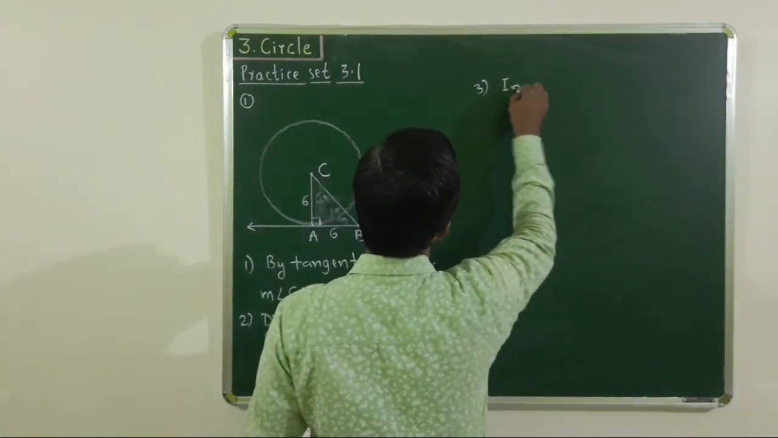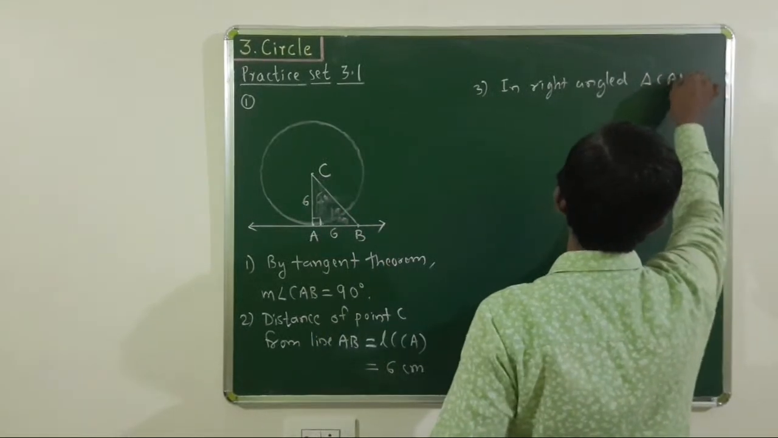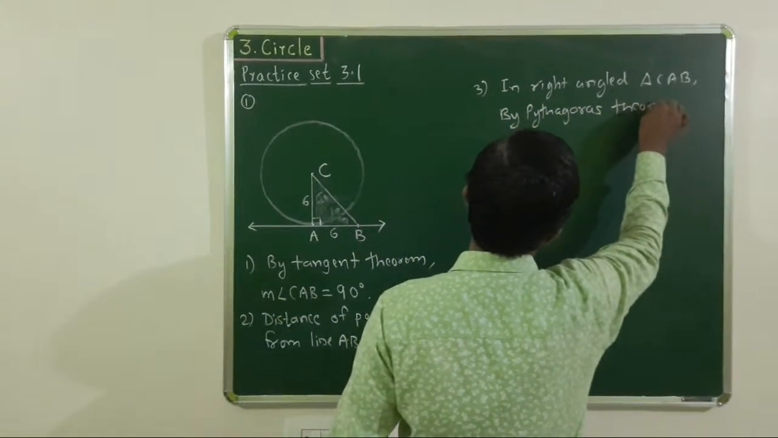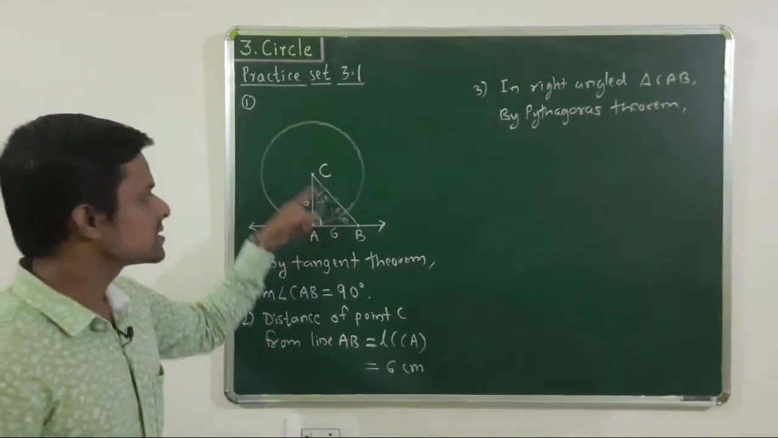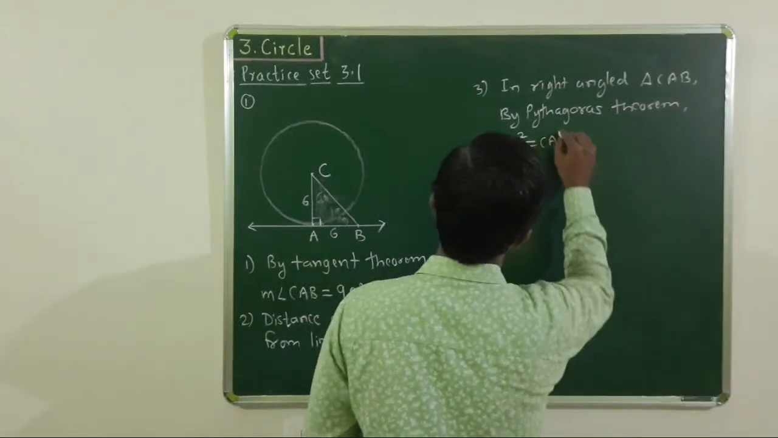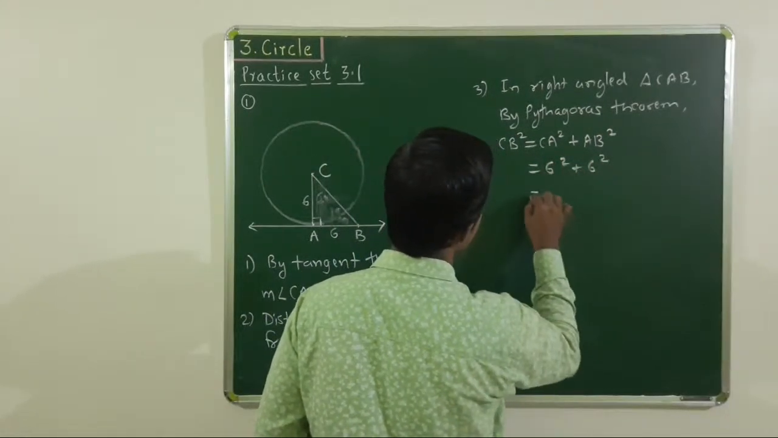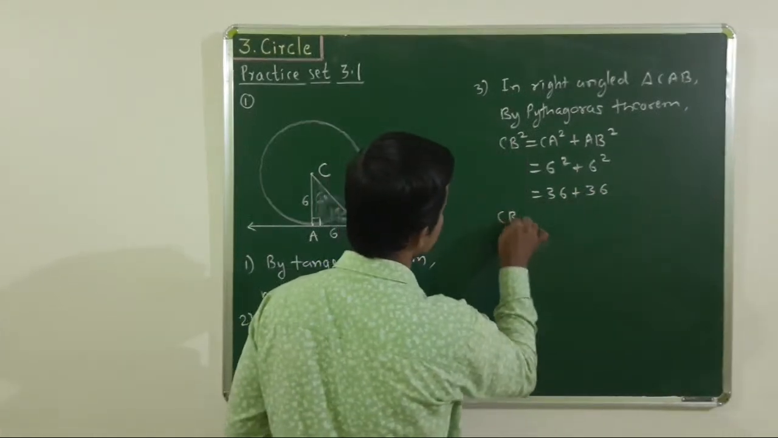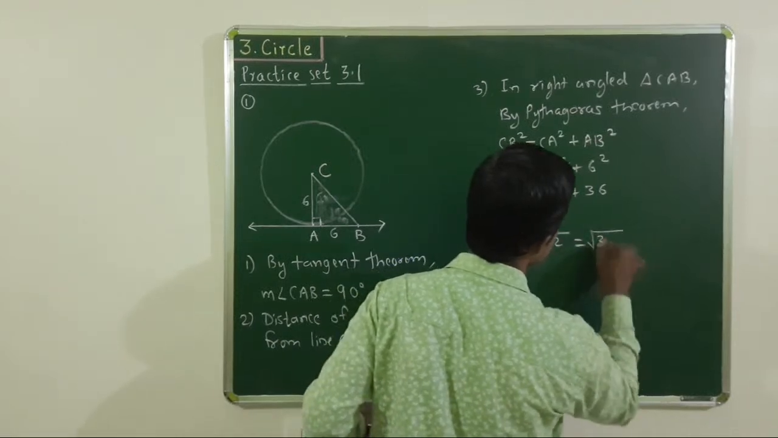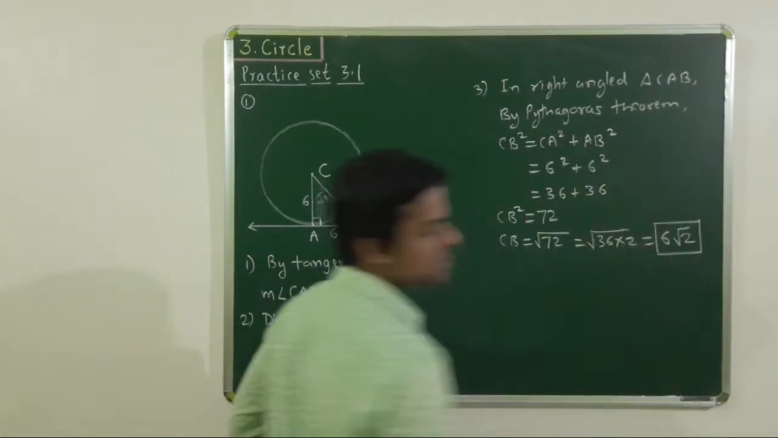In right angled triangle CAB, by Pythagoras theorem, CB square is equal to CA square plus AB square. That is equal to 6 square plus 6 square, that is 36 plus 36. Therefore, CB square is equal to 72. CB is equal to root 72, that is 36 into 2, that is 6 root 2. CB is equal to 6 root 2 centimeter.